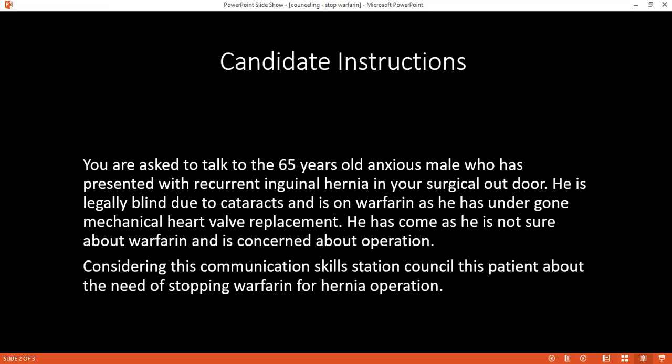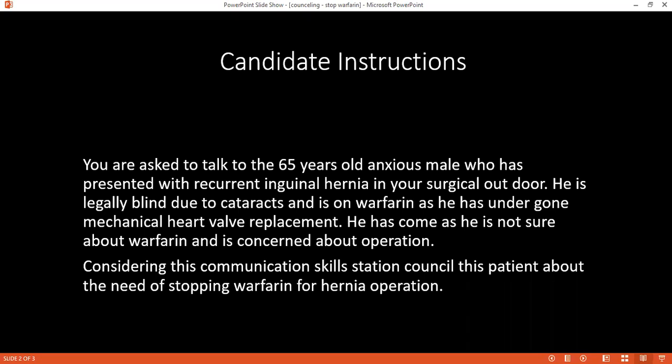But as we are planning to operate on you, we need to stop the blood thinning for the time we operate on you, because it will lead to bleeding. So we will stop the warfarin 5 days before the surgery, and for that time, we will cover with some other drug, and we will admit you 5 days before the surgery.